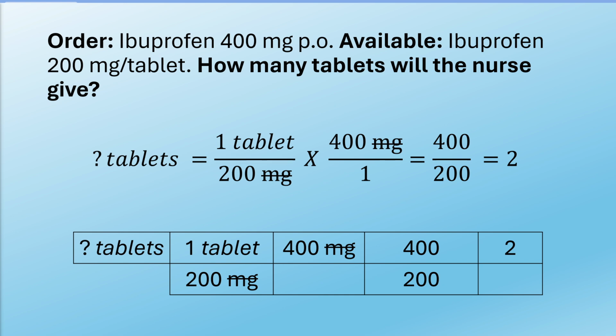And then we're going to go to what was ordered, in this case 400 milligrams. By having it on top, now the milligram labels can cancel out. So the only label that still exists is tablet, which is where we want to end up. And we're going to carry the numbers across to the next column. So we have 400 over 200, and then just divide 400 by 200. Our final answer then is 2.